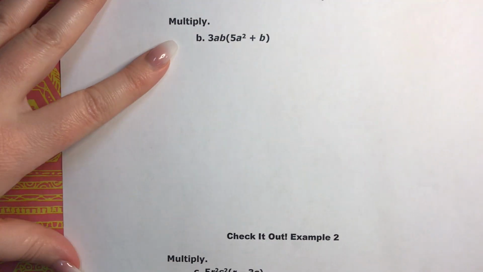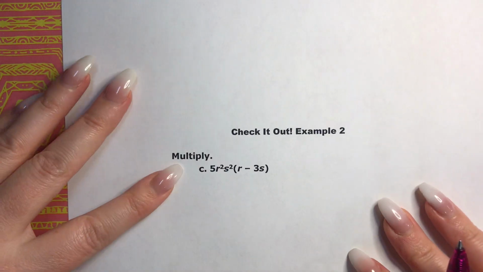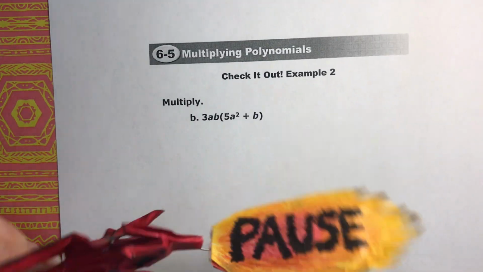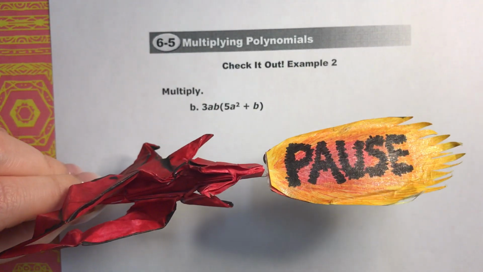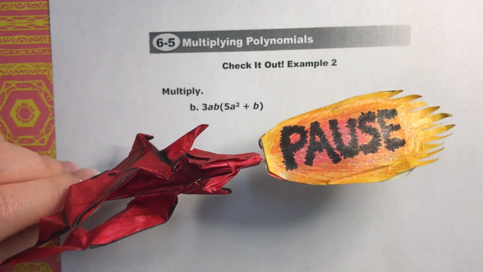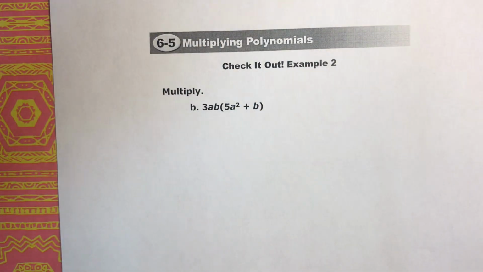Let's go ahead and do B and C, and I'm going to have my friend, the pause dragon, remind you to pause your device and work out B and C. When you get done, press play, and we'll talk about them together. All right, see you in a bit.